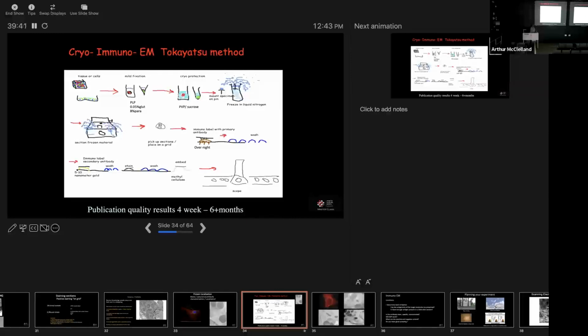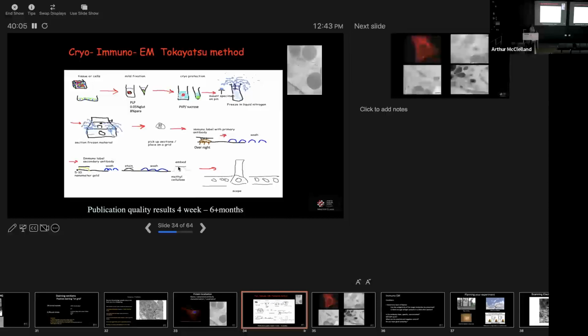So what the Tokuyasu method basically comes down to is this methylcellulose embedding. So we float the sample on a drop of methylcellulose, we pick it up, we draw off the excess, we have a monolayer of this plastic that infuses the cells or the tissue and allows us to air dry without any air drying artifacts. And then we scope.